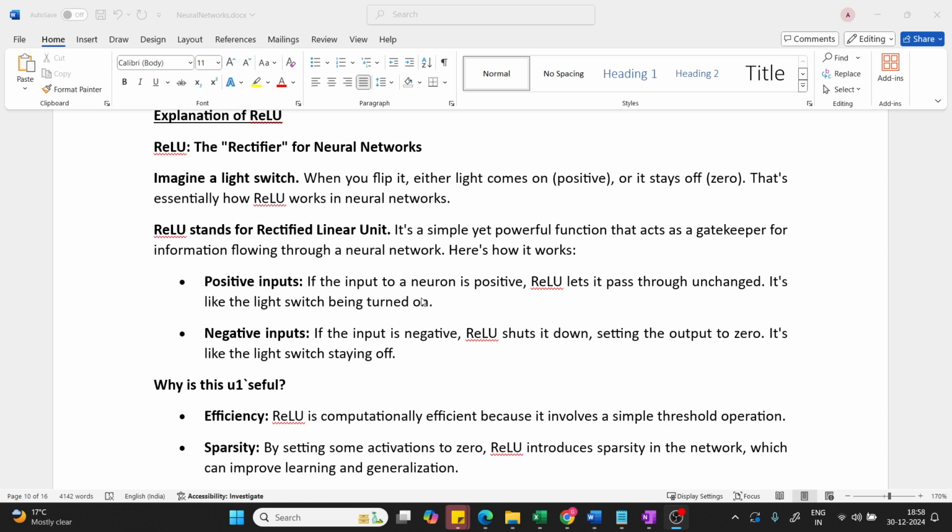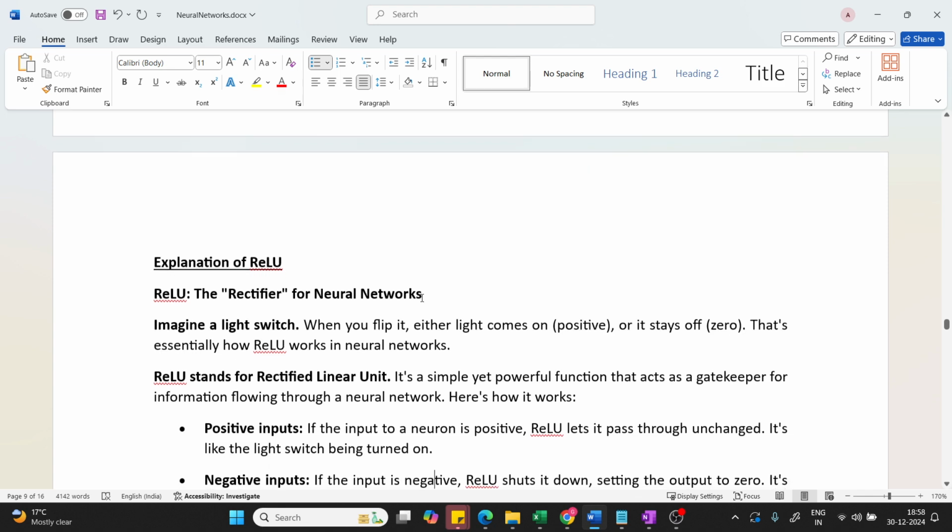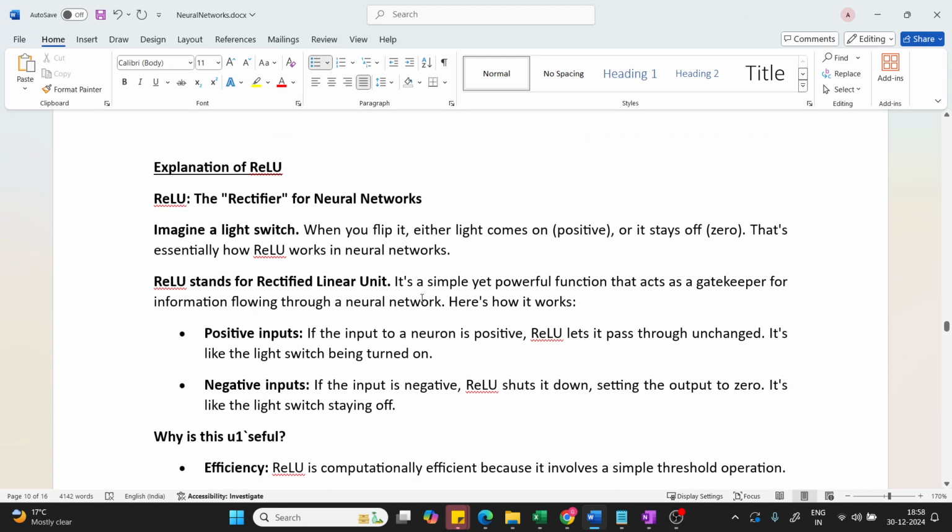Hello and welcome back. In this lecture, we are going to discuss ReLU, another activation function which is used in neural networks. ReLU is known as the rectifier for the neural network. To understand it with the help of a layman example, you can consider a light switch.